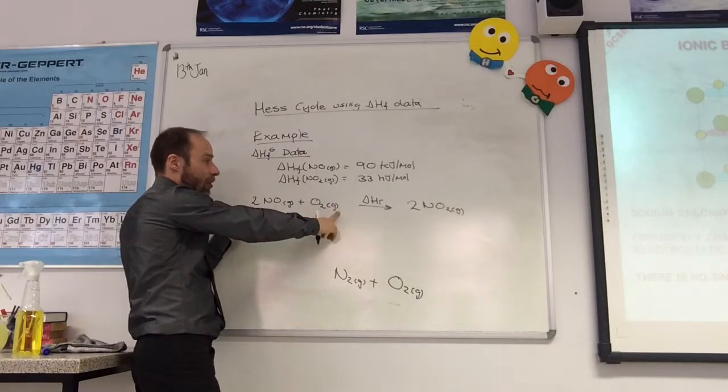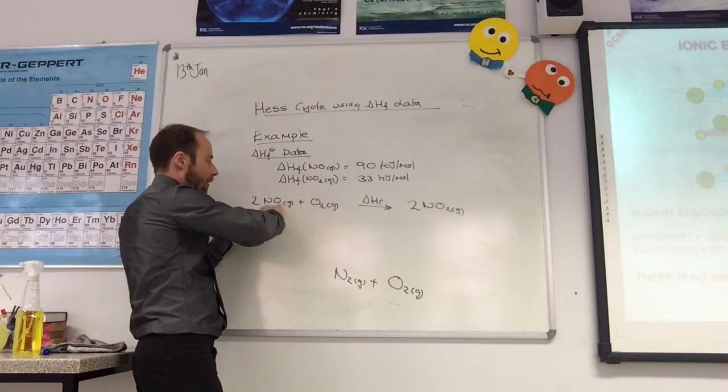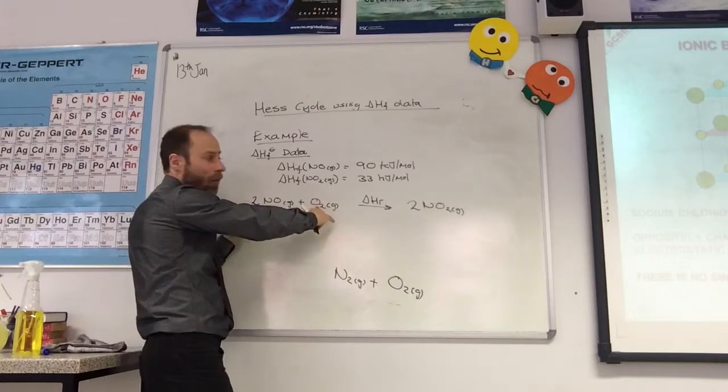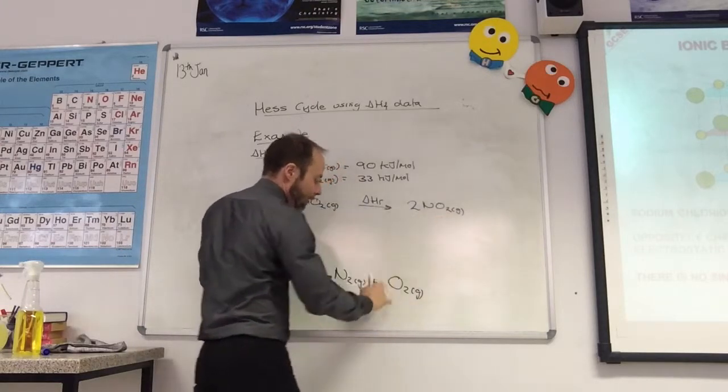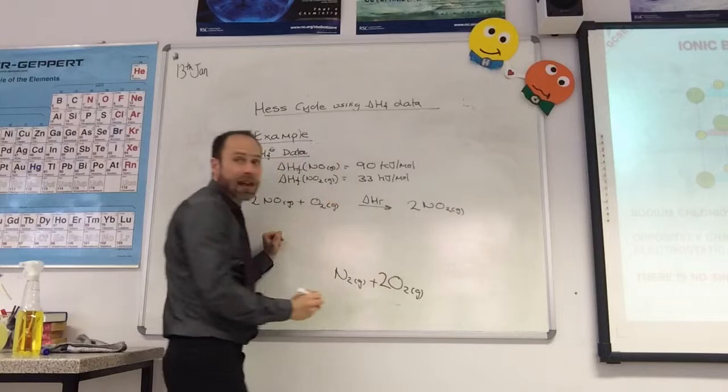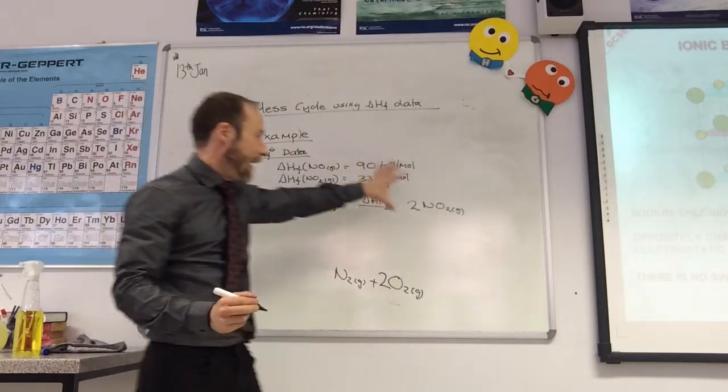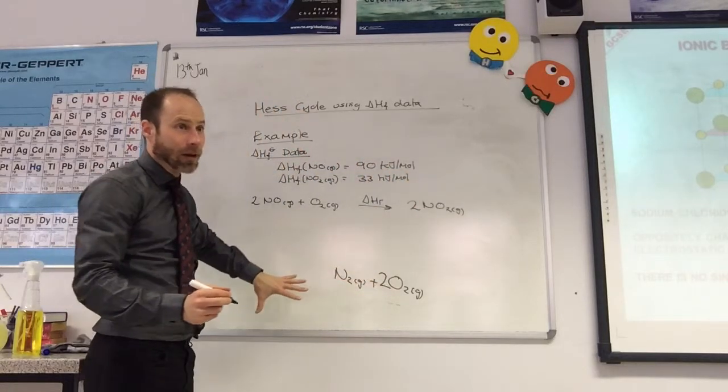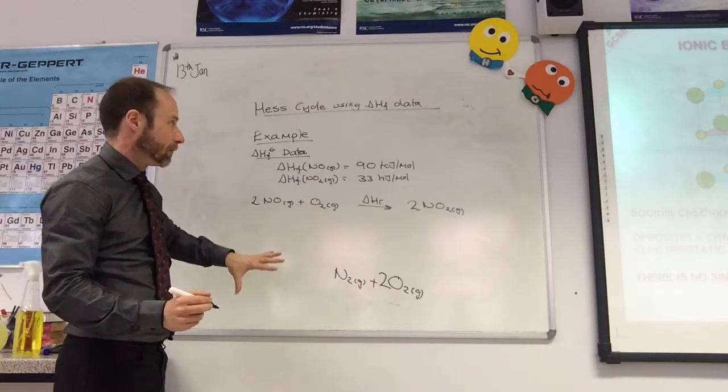How many oxygens do I have here? 2 there, 4. How many there? 4. So I need a 2 there. So at each apex, you've got the same number of atoms.